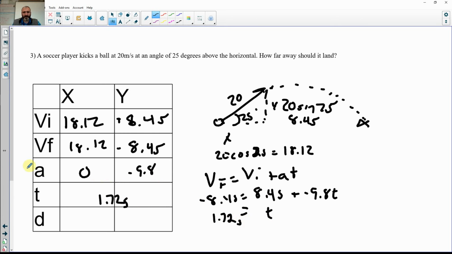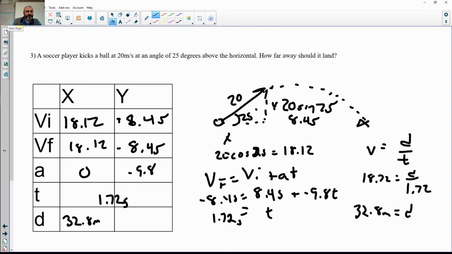So that's my time, and now I can use 1.72 in V equals d over t to find the x displacement. So 18.12 equals d over 1.72. We should end up with about d equaling 32.8 meters away.